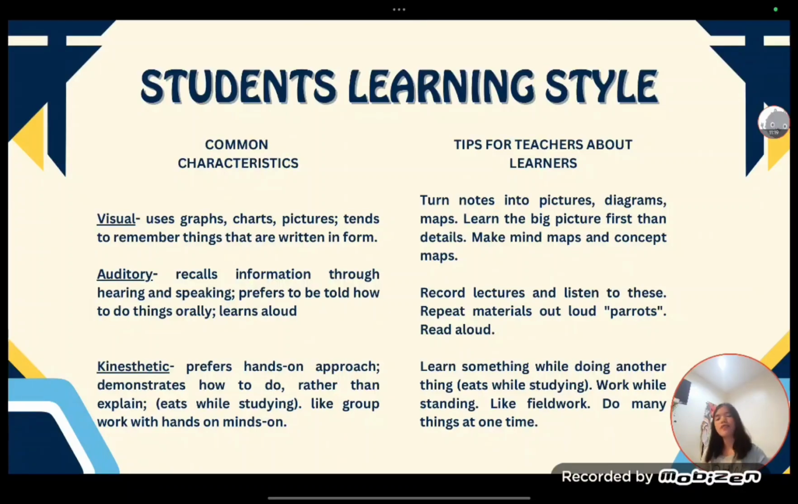And lastly is we have the kinesthetic learners. So these prefer mga hands-on approach, demonstrate how to do rather than explain. So eat while studying, like group work with hands-on mind. So they learn something while doing another thing. So eat while studying, work while standing, like field work, do many things at one time. So these are the kinesthetics. These are the people that are really hands-on learning.